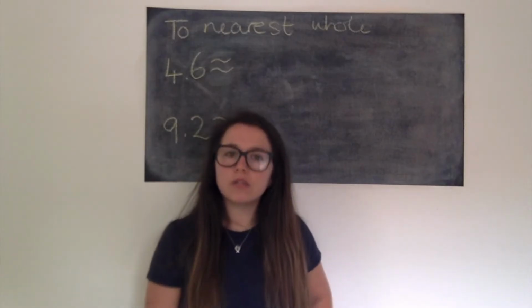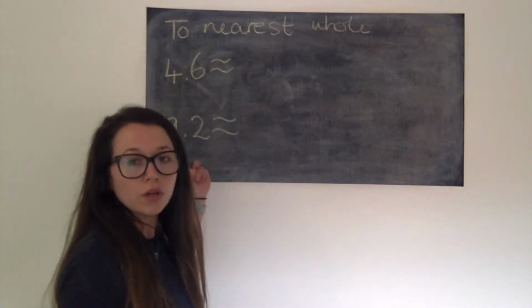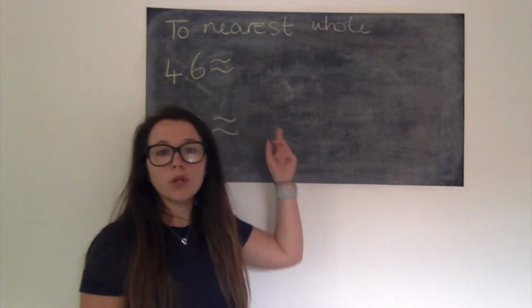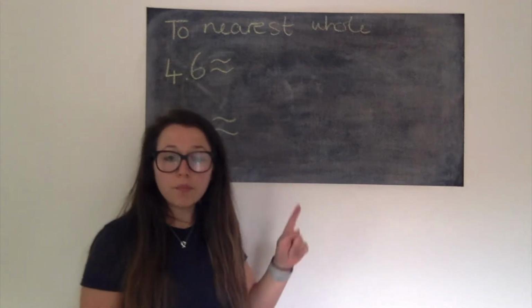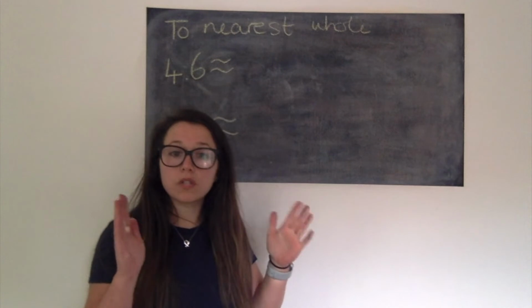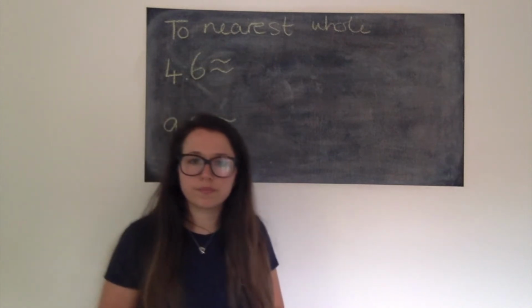Okay, your turn to do exactly the same. Your decimals are 4.6 and 9.2. Just like I've just done, I want you to round them to the nearest whole number. So I want to see you drawing a number line. What two whole numbers does it lie between? Which one is it closest to? And then we'll go through the answers.